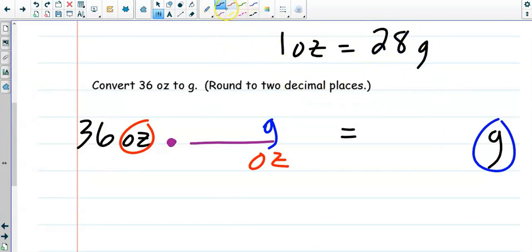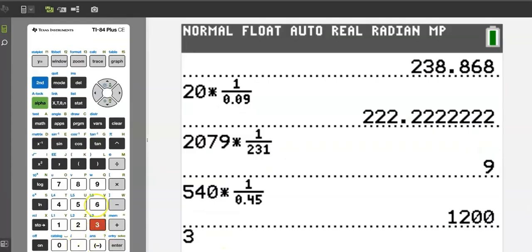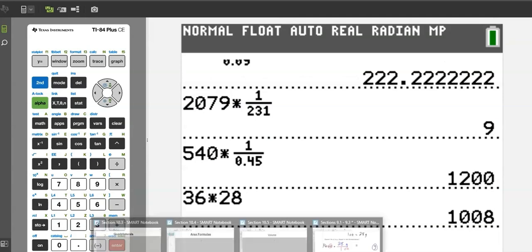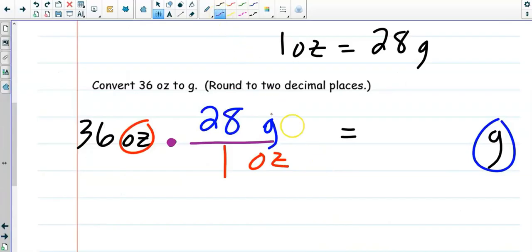So fill in what you know. The 1 goes down with the ounces. The 28 goes up with the grams. So really all we're doing is taking 36 times 28. And there's how many grams we have: 1,008. So if I have 36 ounces, then I have 1,008 grams.